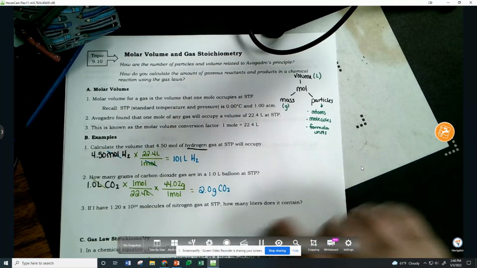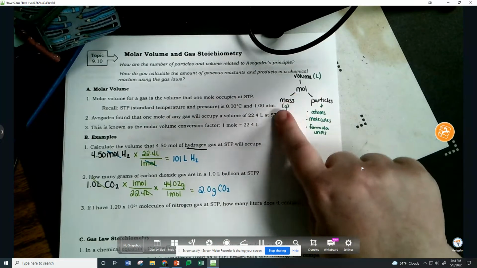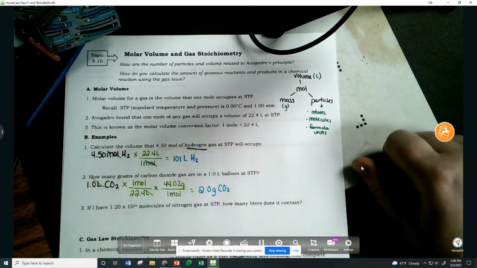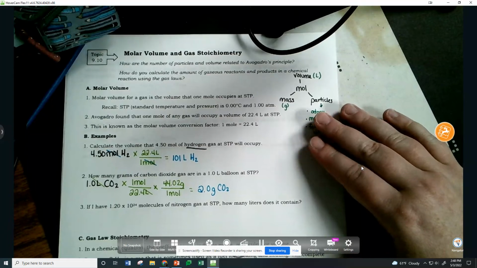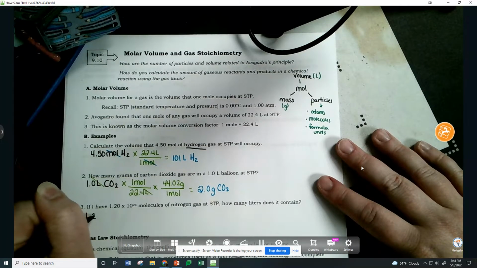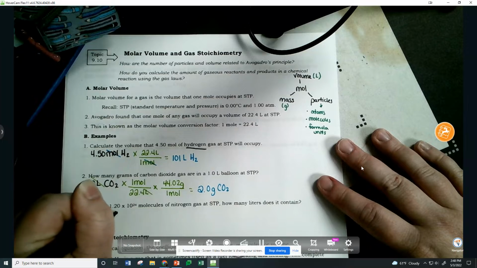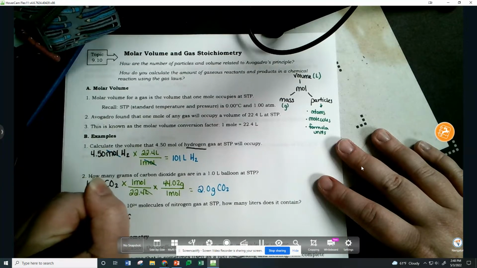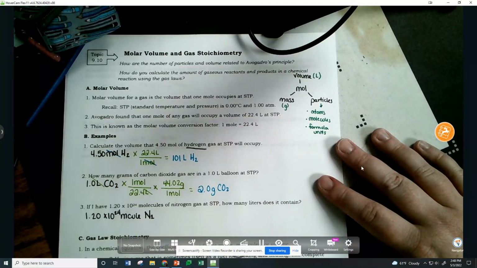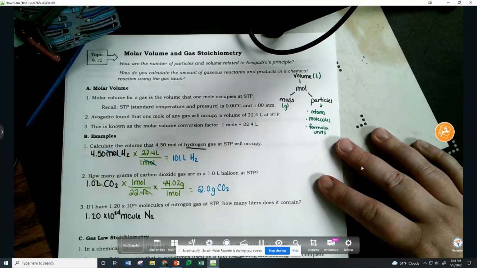So again, we've done numerous conversions going between these earlier on this semester. The only thing that's new is this piece here. And last but not least, the last example here is if I have 1.2 times 10 to the 24th molecules, remember we can abbreviate that as MQL, of nitrogen gas, so N2, how many liters does it contain?